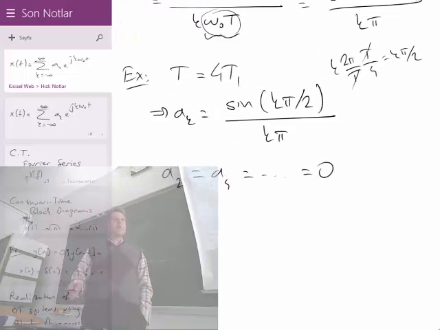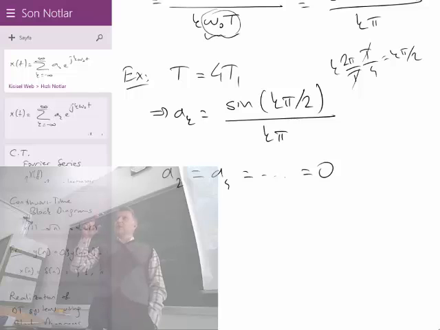And we will have a1, of course. a1 is equal to some value. It is sine pi over 2. What is sine pi over 2, by the way? 1. Therefore, a1 is equal to 1 over 1 times pi, which is 1 over pi. So the Fourier series coefficient of the first harmonic is 1 over pi.